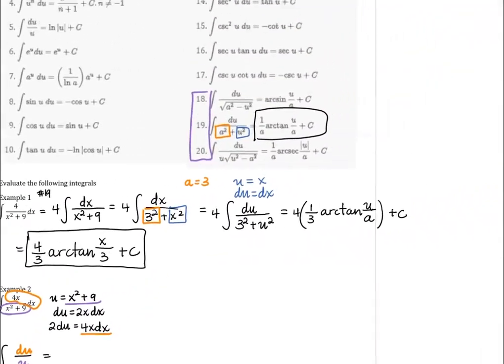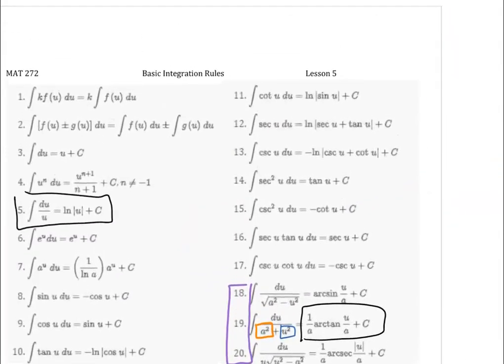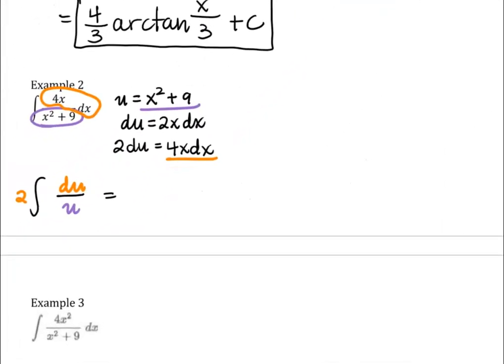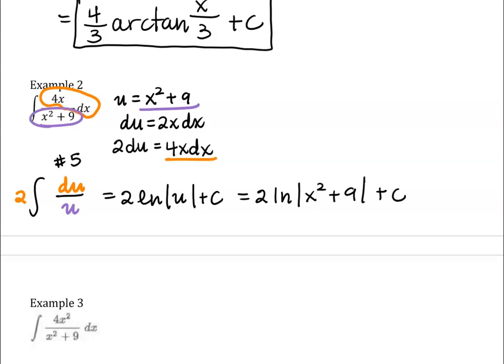And du over u, that should be one of the rules on here. That's number 5. The integral of du over u is natural log the absolute value of u. So we have 2 natural log absolute value of u plus c. And then I'll sub back in what u is, which is x squared plus 9. Which doesn't really need absolute value because that'll always be positive, but I prefer you just write it. Especially if you don't know when you don't need it.